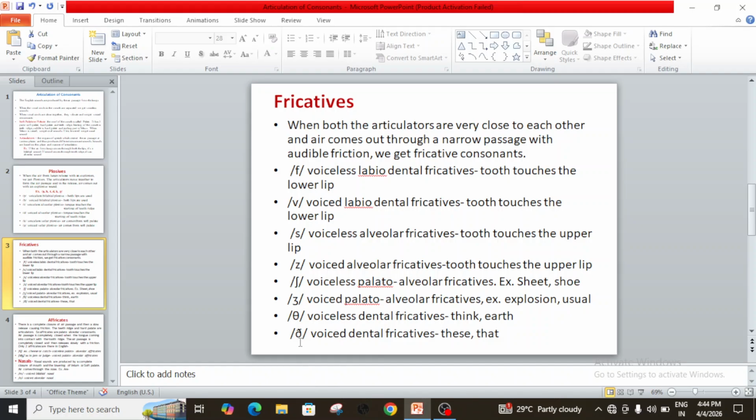Next is the voiced th. The words for this are these, that. This is a voiced sound, and again here the tongue is touching the upper teeth, not the teeth ridge but the teeth, so it's a voiced dental fricative.